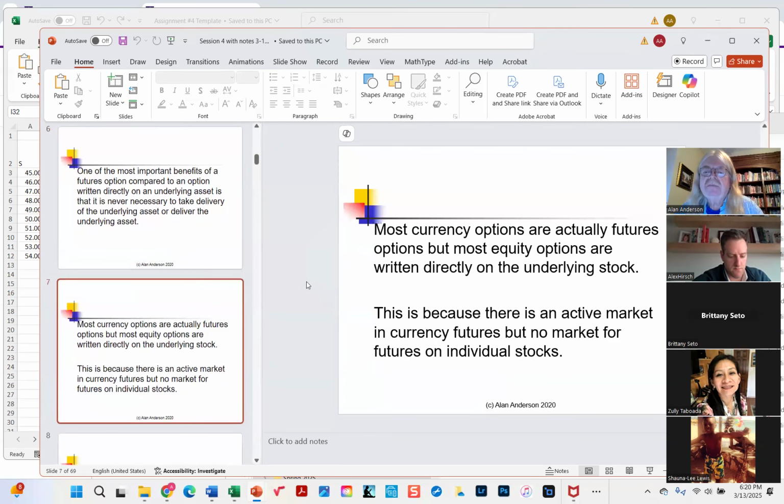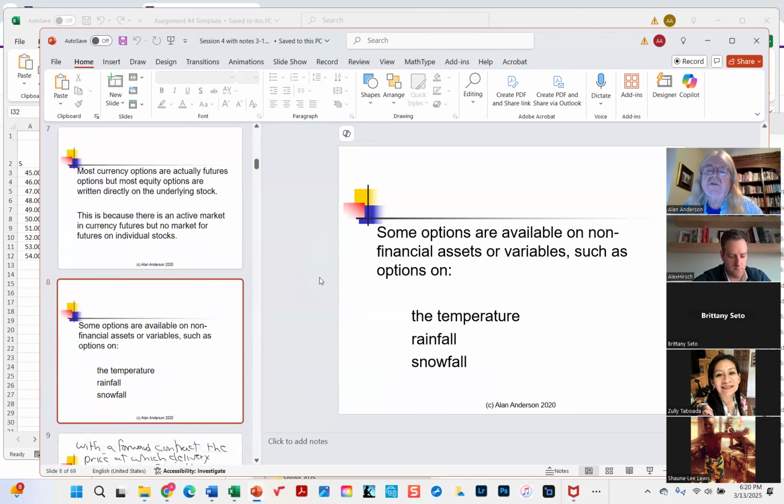Now, there are a lot of other options as well, things that are kind of bizarre, but you can see why somebody might want an option on the temperature, for example. Imagine you're running a ski resort, and the worst thing in the world that can happen to you is that it's too warm and nobody can ski. So you can get an option which acts as an insurance policy, which means you'll be getting a payoff if the temperature is too warm.